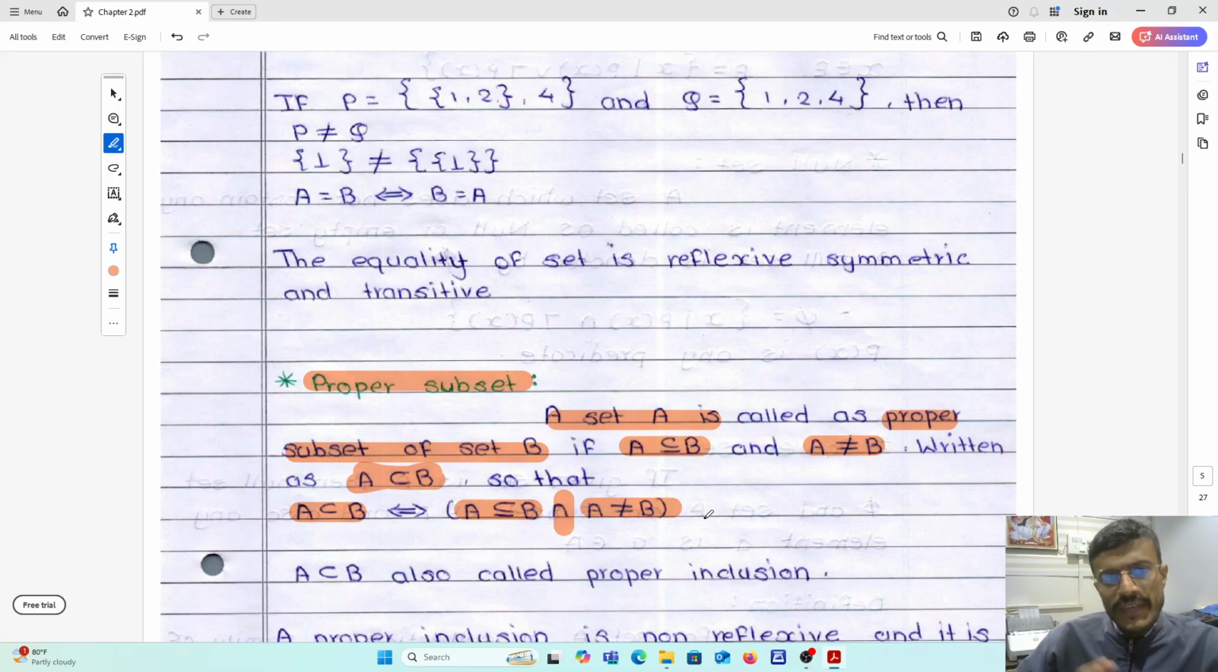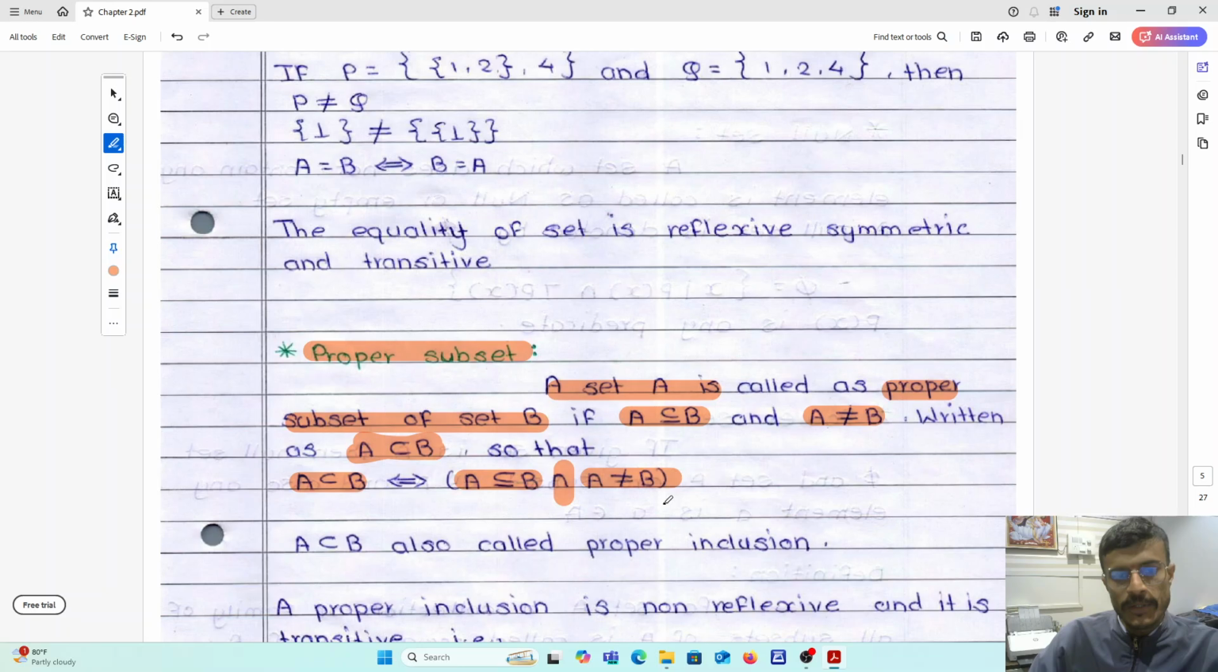For example, if A contains two elements 1, 2 and B contains three elements 1, 2, 3, then A is said to be a proper subset of B, because all the elements of A are present in B and B has one more element, 3. That's why B is called a superset, A is called a subset, and the relationship between A and B is called A is a proper subset of B. Keep in mind this. There is a difference between proper subset and subset, and this is the notation for proper subset. You can see here A proper subset of B, also called a proper inclusion. Proper subset is also called a proper inclusion.